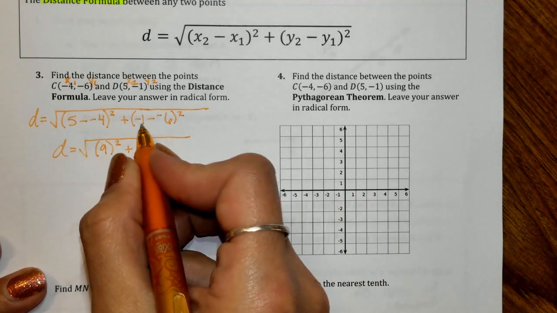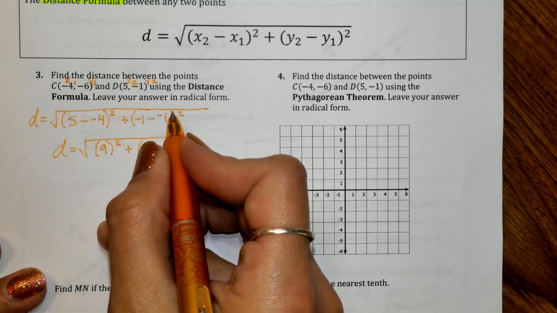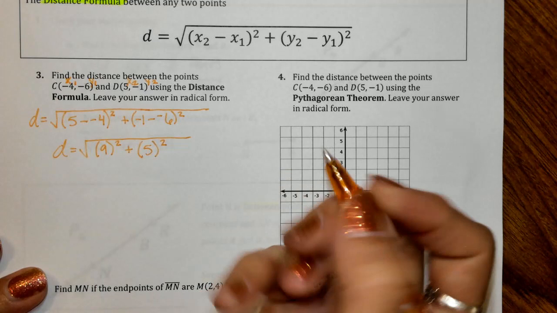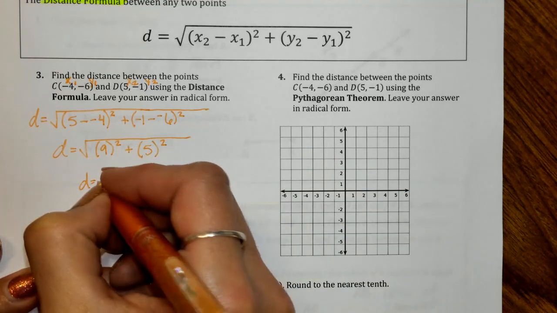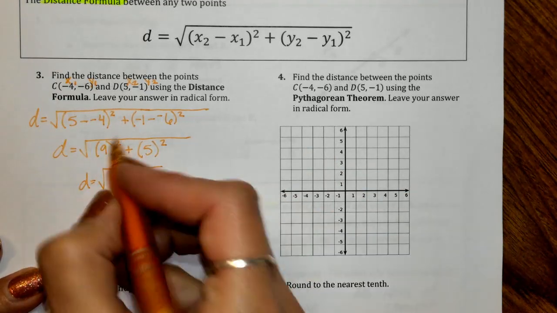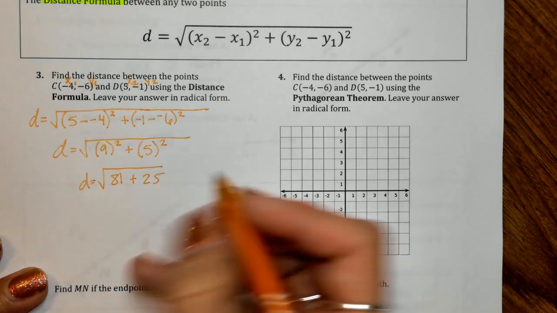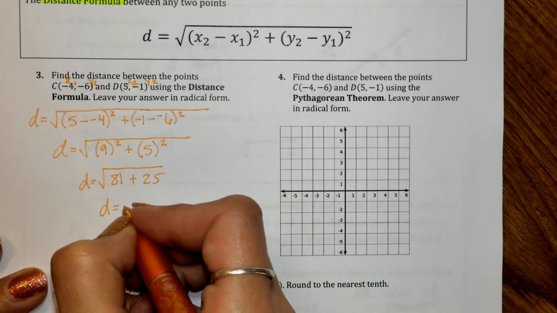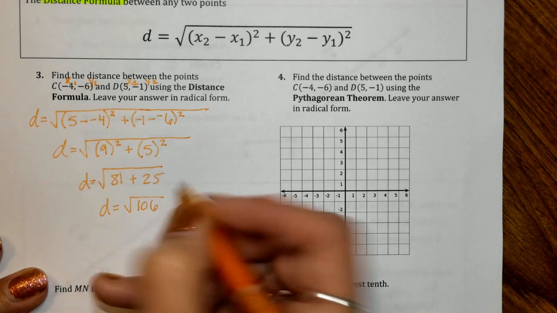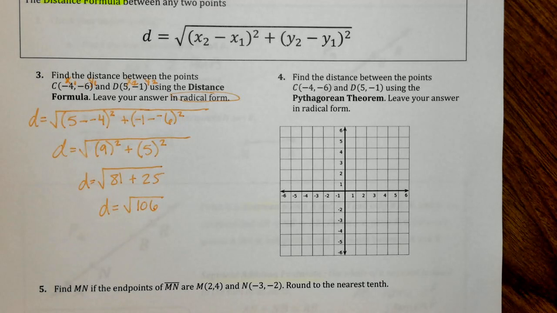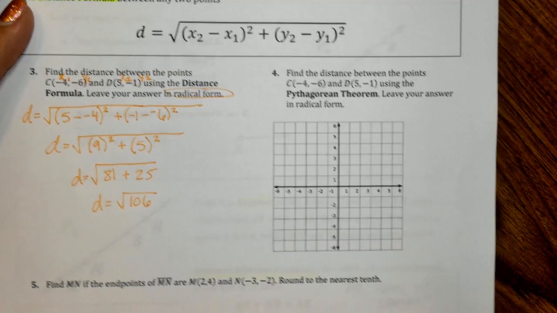The next one, -1 minus -6 winds up giving us a +5 squared. Now I'm going to square the two numbers. Keep that radical square root sign there. 9 squared is 81, plus 5 squared is 25. Let's go ahead and add these together, and we'll get 106. It does say leave in radical form, so we're not going to plug the square root of 106 in the calculator. We're going to leave it as such.